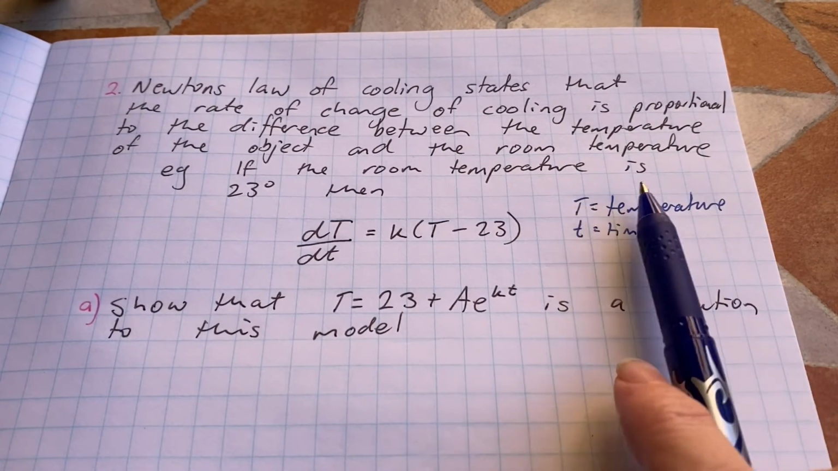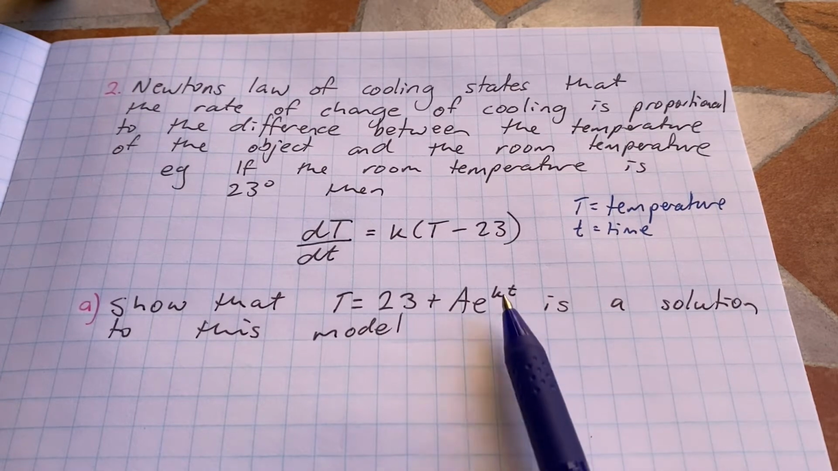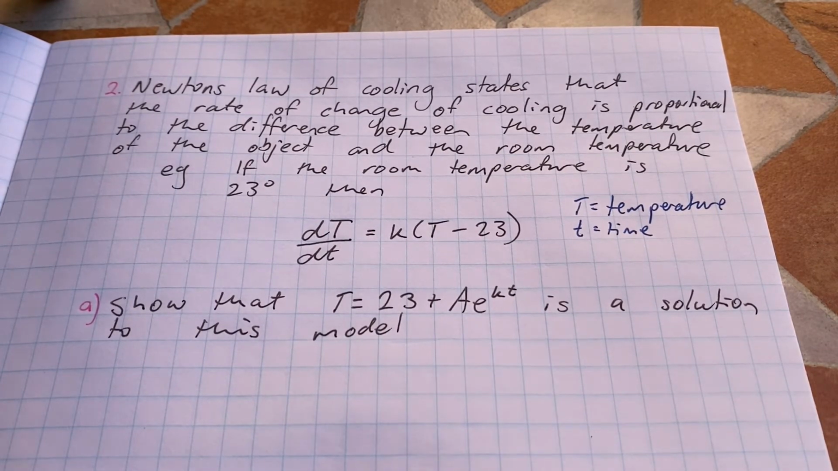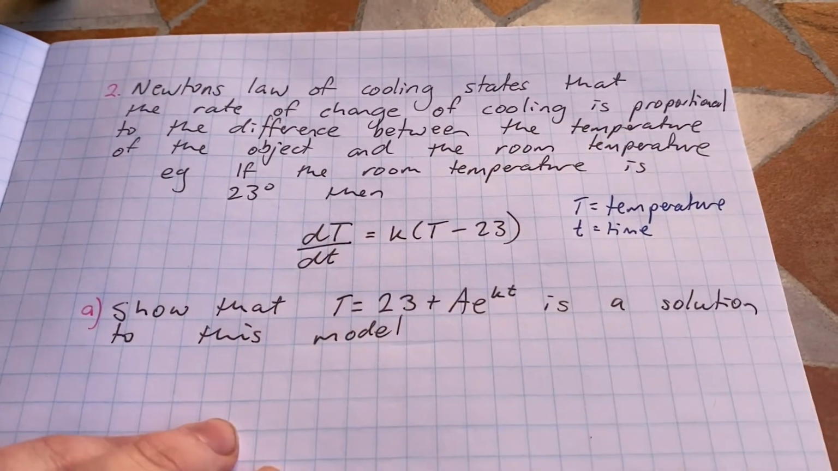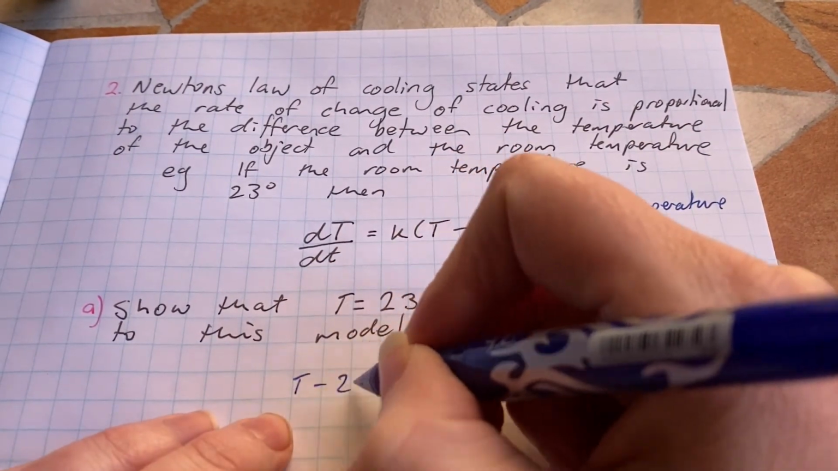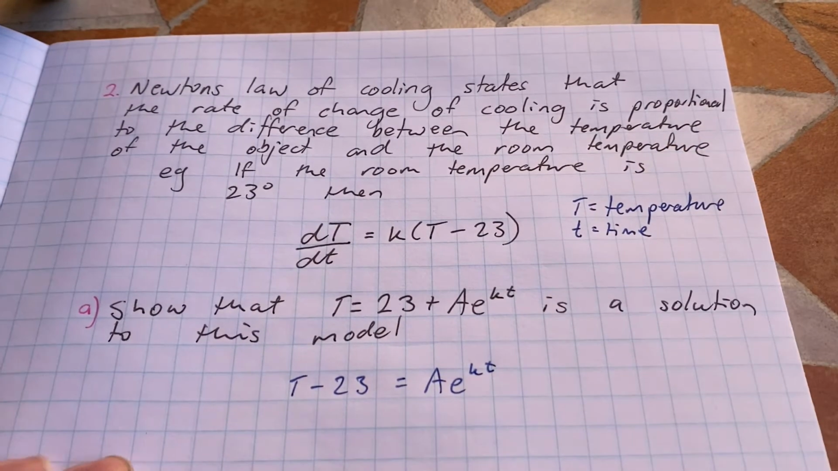I've just added there that capital T temperature, lowercase t time. So in part A, we're asked to show that T equals 23 plus ae to the kt is a solution to this model. So this is exactly the same as what we did last time. The first thing I want to do is minus 23 from each side of that. So I want to know what T minus 23 is equal to, and that's ae to the kt.